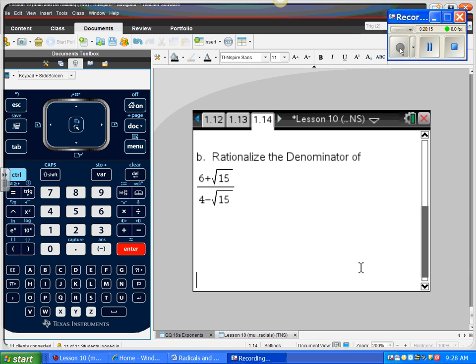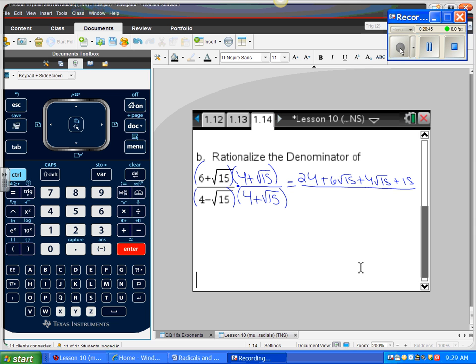What's the conjugate? Four plus radical 15. Okay, so numerator. Right? Do we all get that conjugate right? Yeah. Okay, so we FOIL in the numerator. 6 times 4, 24, yep. Good. Good, excellent. How'd you guys do with that?